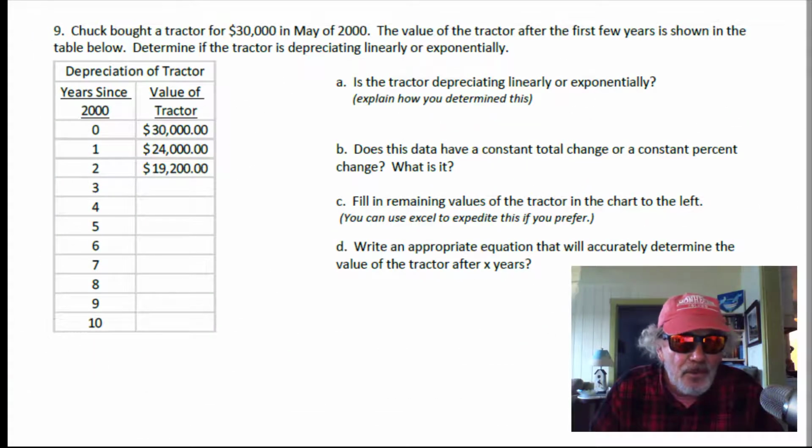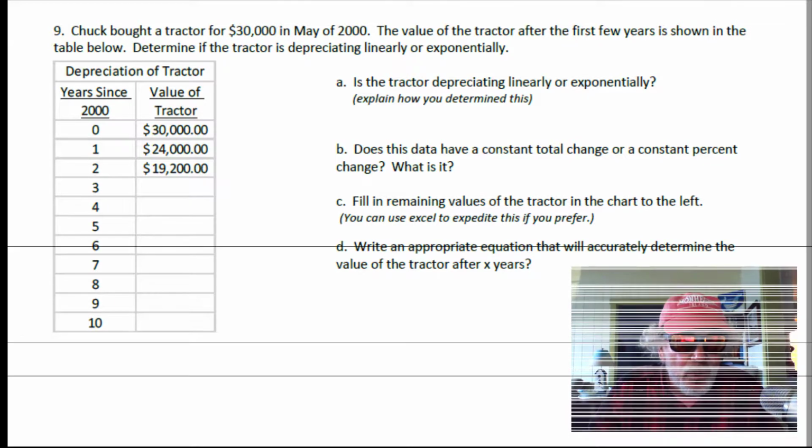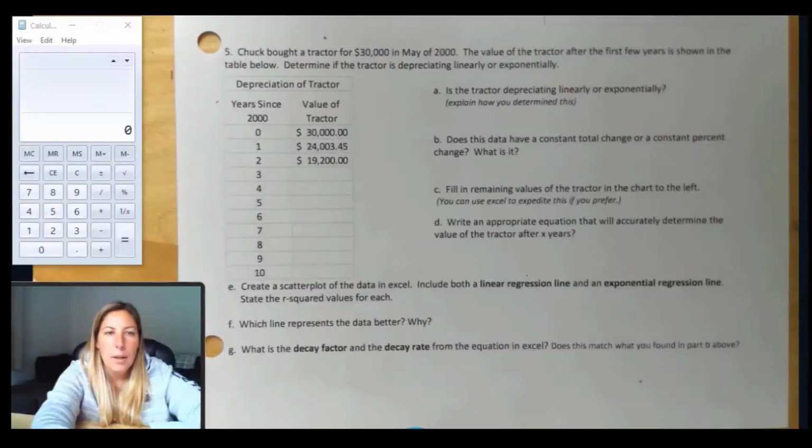Number 9 is actually pretty cool, but Julie's got to come do it, which I think is really cool. Take it away, Julie. All right, thank you, Peter.